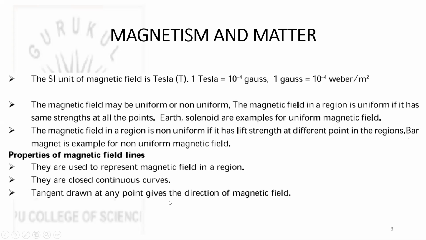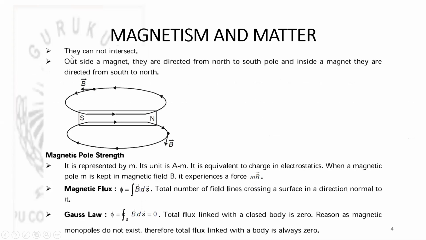Then a tangent drawn at any point to the magnetic field line gives the direction of the magnetic field at that point. Then they cannot intersect, as is also true for electric field lines. This is because if the field lines intersect, at the point of intersection we would get two directions for the magnetic field at that point, which is not possible. Then outside a magnet, the magnetic field lines are directed from north pole to south pole, and inside a magnet they are directed from south pole to north pole, as shown in this diagram.